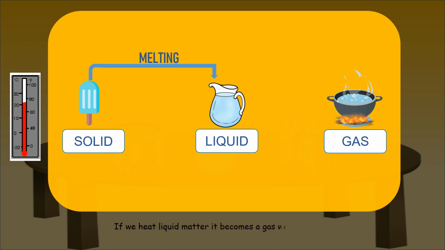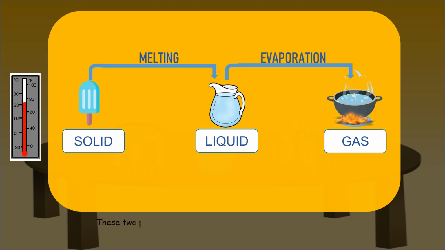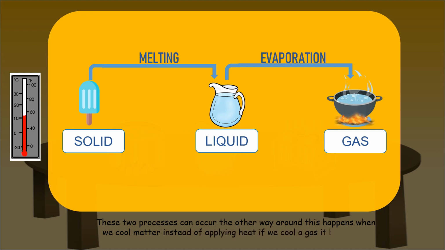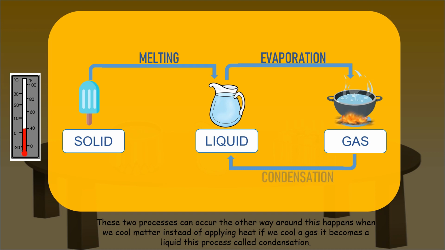If we heat liquid matter, it becomes a gas. We call this process evaporation. From liquid to gas, we call it evaporation. These two processes can occur the other way around. This happens when we cool matter instead of applying heat. If we cool a gas, it becomes a liquid. This process is called condensation. From gas to liquid, we call it condensation.